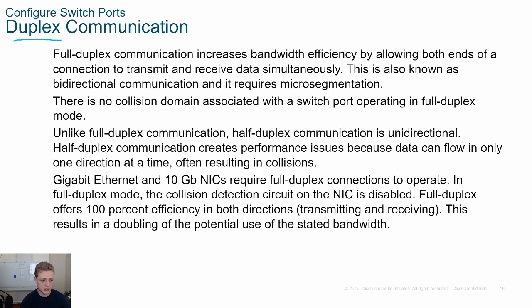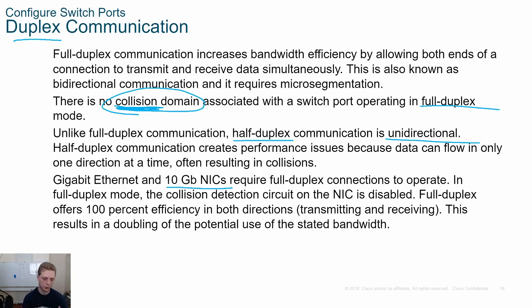So we don't have to worry about those collisions when we're dealing with full duplex. We only have to worry about them in half duplex. So half duplex is unidirectional, unlike full duplex. Half duplex is going to create performance issues, make things slower. You're going to have potentially collisions, so that could cause problems and make things even slower than that. Gigabit or 10 gig require full duplex, period.